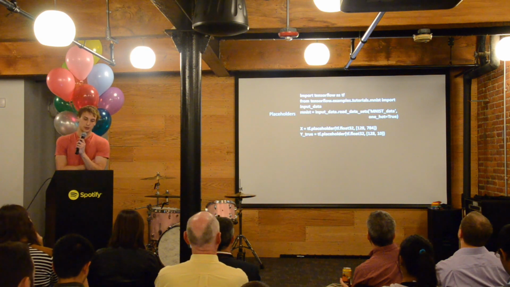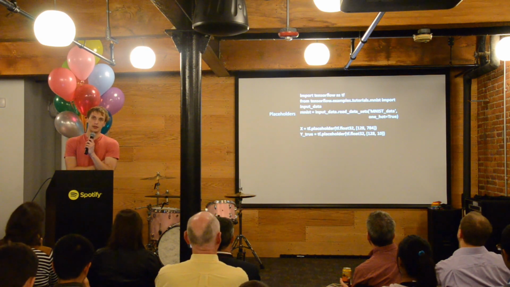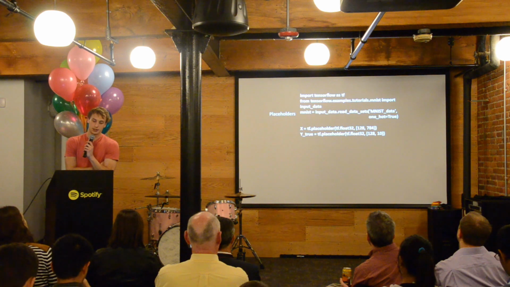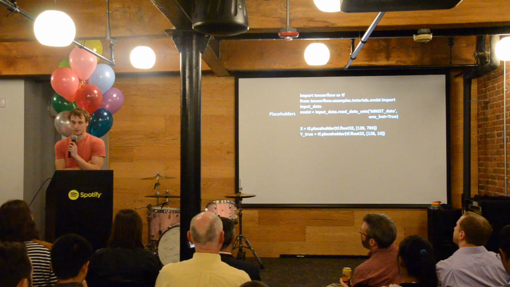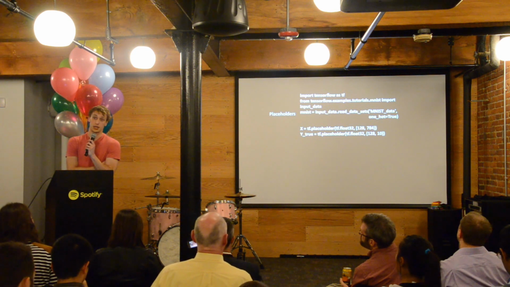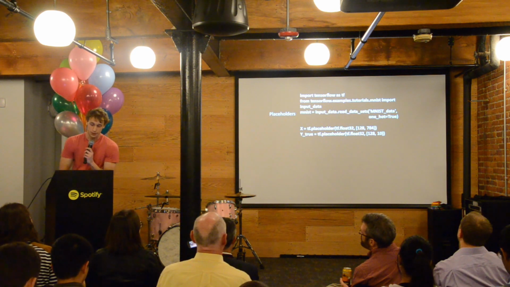And now we have our y placeholder, and that is what the label of each of the images actually is. Again, 128 because we'll be doing 128 examples at a time, and 10 because each digit could take on one of 10 possible values.